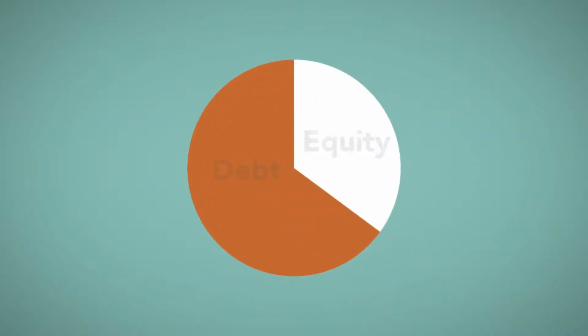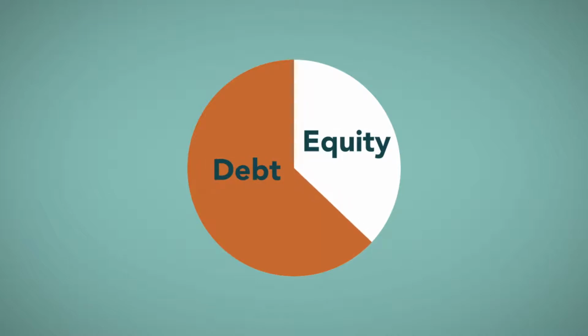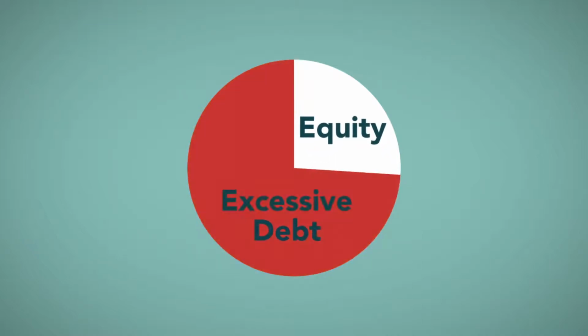A final operating measure is the debt-to-equity ratio introduced earlier. A high ratio may indicate excessive debt.